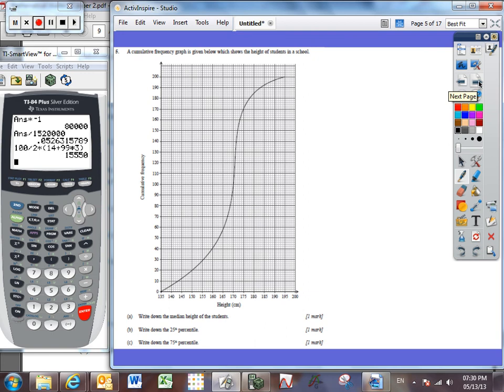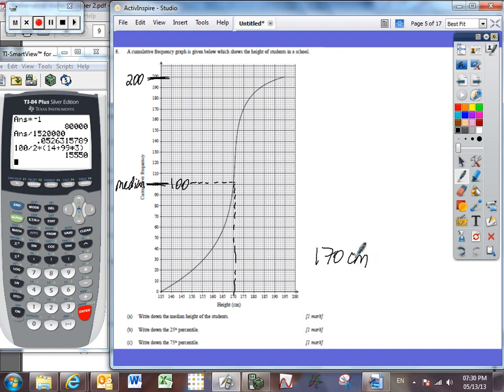Number 5, we've got a cumulative frequency graph which shows the heights of students in a school. We need to begin by writing down the median height of the students. So we've got a total of 200 students, that's the frequency. The median will occur at exactly the halfway point of 100. And we can read this value as being 170 centimeters.